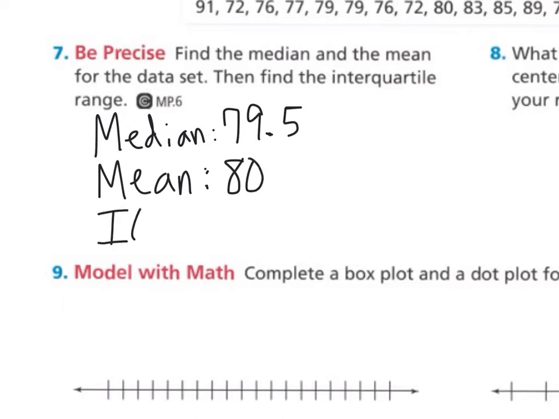And then the interquartile range, remember, you've got your median, then you find the median below the median, which is your lower quartile. You find the median above the median, which is your upper quartile, and you subtract those. Interquartile range ends up being 7. And again, that just gives us an idea of how spread out the middle 50% of our numbers are. Okay?